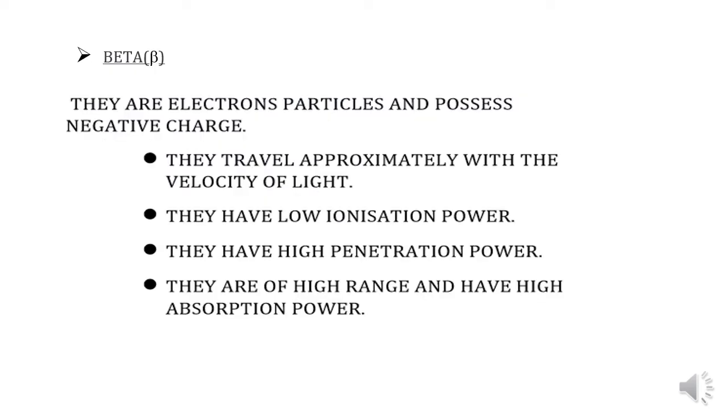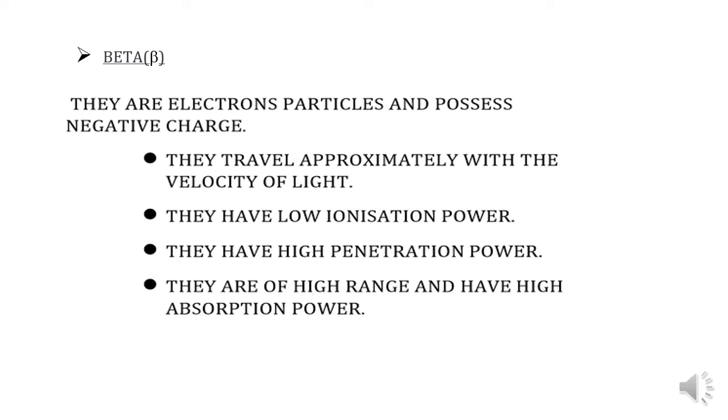Now, beta particles. These are electrons, particles possessing negative charge. They travel with approximately the same velocity as that of light. They have low ionization power. Why is it low with beta particles? Because they travel with almost the velocity of light, they spend very little time in the vicinity of a neutral atom. So naturally they ionize less. So beta particles have low ionization power.